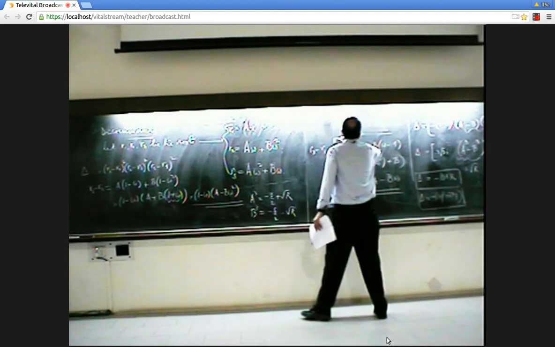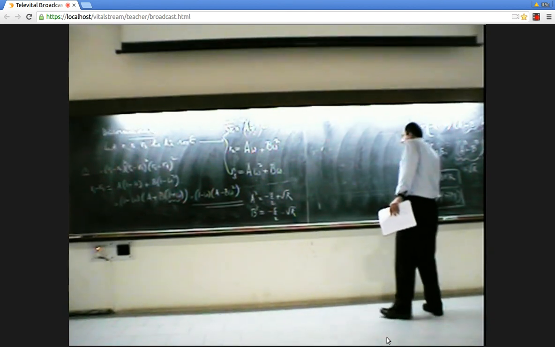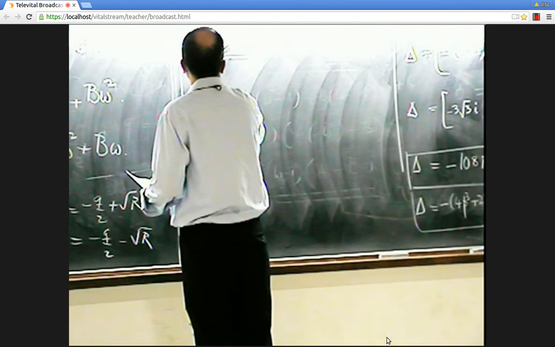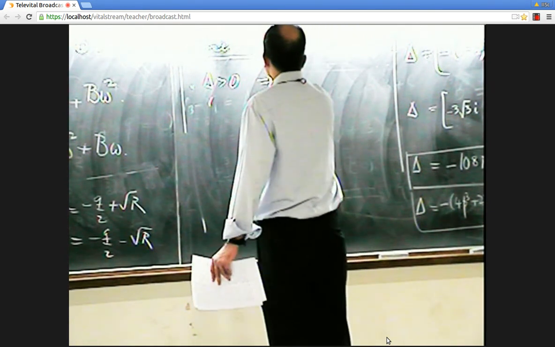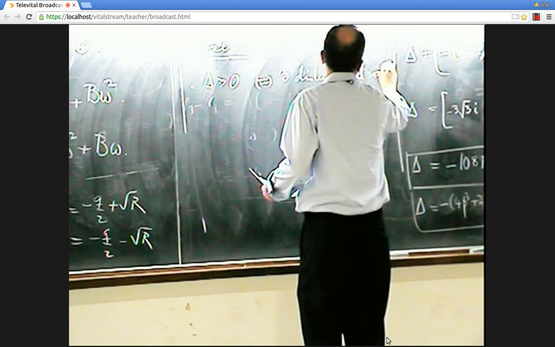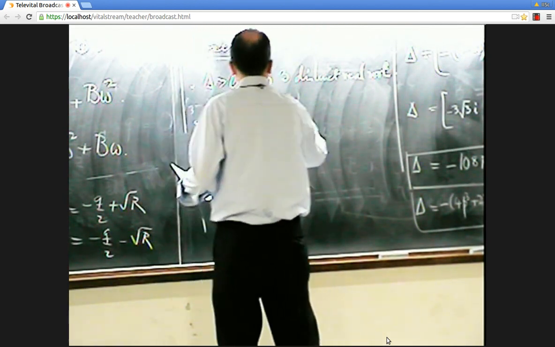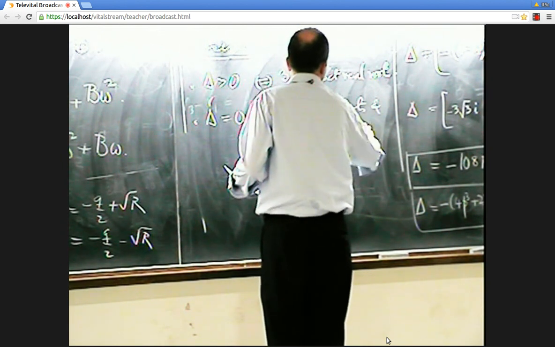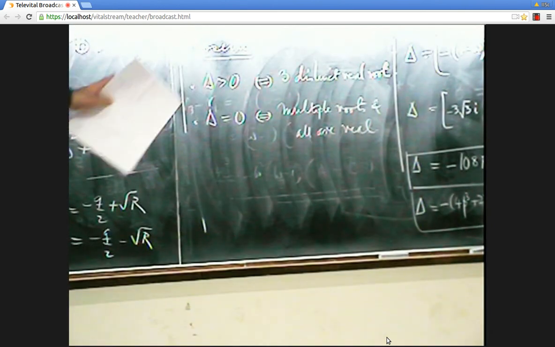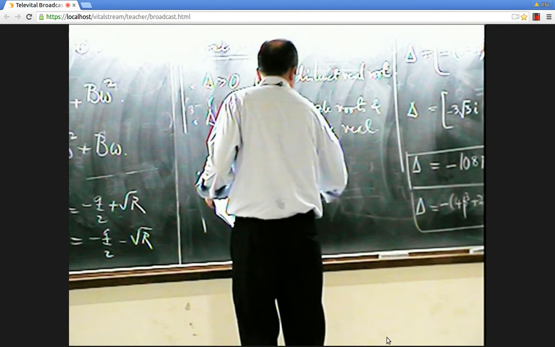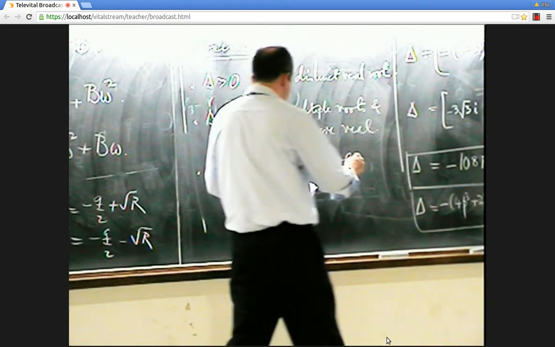So I'll just write down the summary of this based on this observation. First one is that if delta is positive, this happens precisely when the cubic has three distinct real roots. Delta equal to zero, precisely when there are multiple, repeated roots, and all are real. Not very difficult to see this. And finally, if delta is less than zero, precisely when there is one real root, this is from calculus, not a surprise, and two complex conjugates.